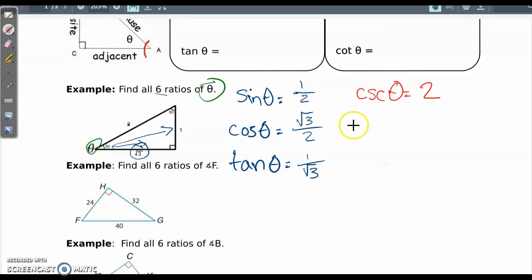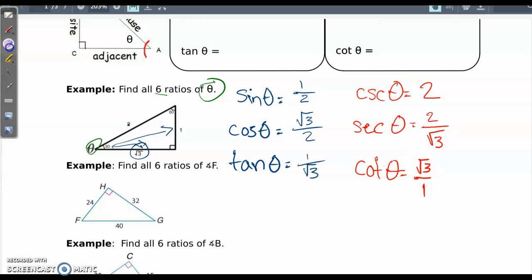The reciprocal of cosine is secant, and I'm going to flip that fraction to 2 divided by square root of 3. I'll do something with that in a little bit. And then tangent, the flipped is cotangent, and I'm going to flip it to be square root of 3/1. I can easily simplify that to square root of 3.